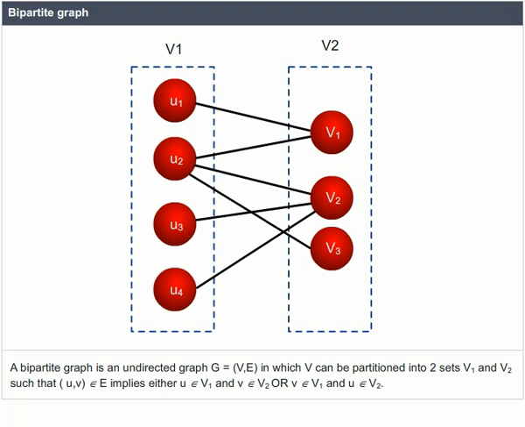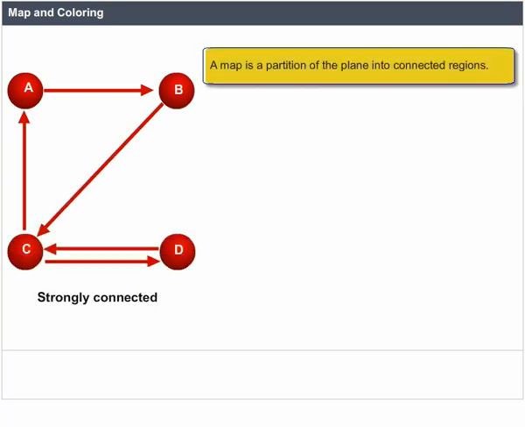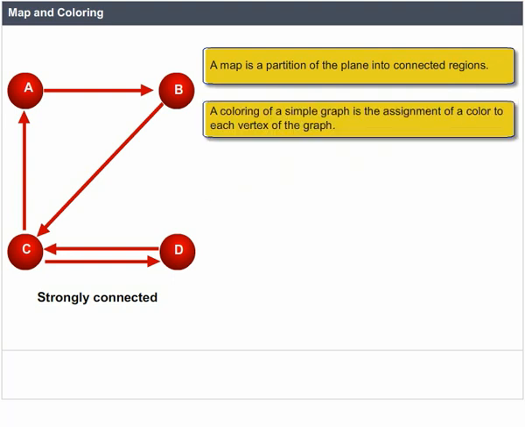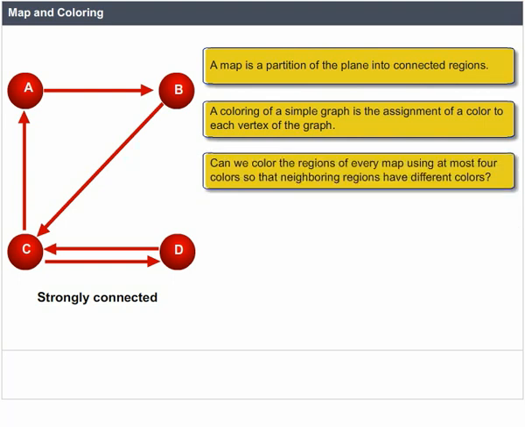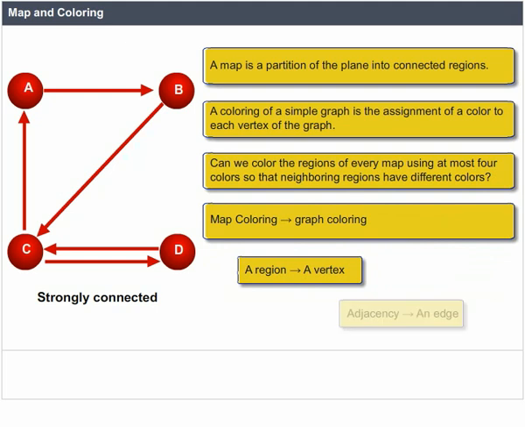Map and coloring. A map is a partition of the plane into connected regions. A coloring of a simple graph is the assignment of a color to each vertex of the graph. Can we color the regions of every map using at most 4 colors so that neighboring regions have different colors? Map coloring, graph coloring. A region, a vertex. Adjacency, an edge.